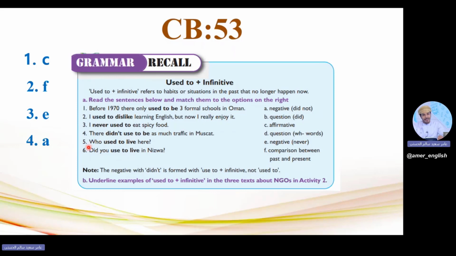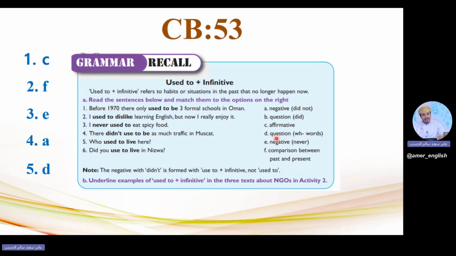Look at number 5, please. Who used to live here? Okay, so this place is empty. No one is living there. But when I ask this question, it means there was somebody living here in the past. So who used to live here? So here I'm asking about something.